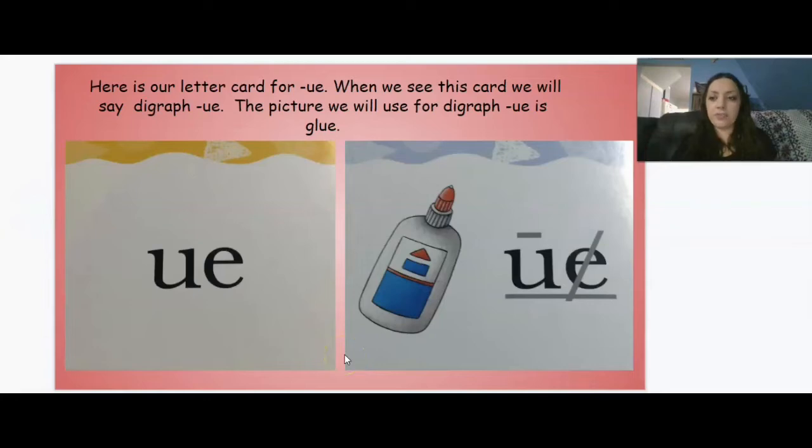Here is our letter card for digraph UE. When you see this card, you will say digraph UE. The picture card we'll use for digraph UE is glue because it's got that U sound at the end.